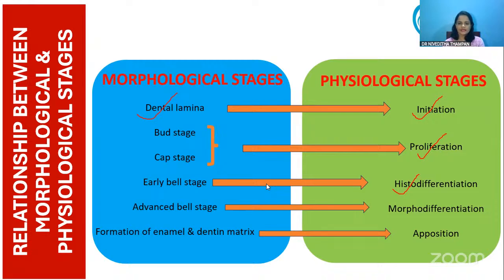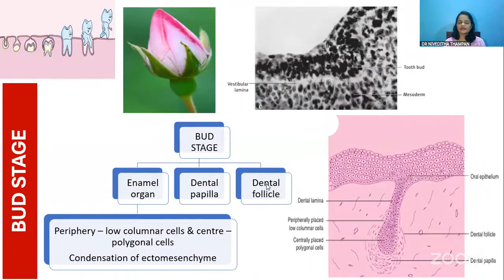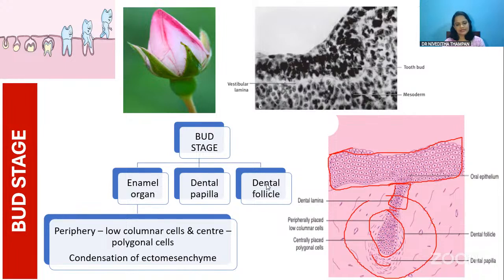So first, let's have a look at the morphological stages. Bud shape, like I had already told, this is the oral ectoderm, that is the lining of the primitive oral cavity. And this is the dental lamina. This region, yes, that is the dental lamina. And this is the enamel organ, which is in the form of a bud. Just below the enamel organ, we have the dental papilla, and surrounding it, you have the dental sac.